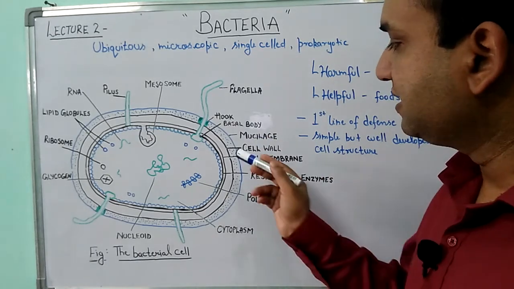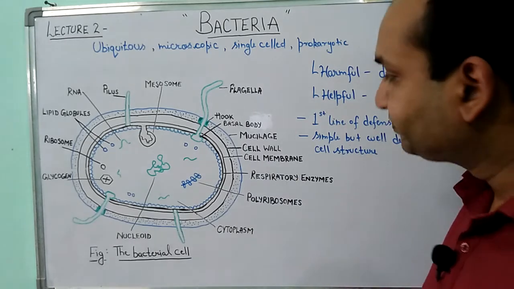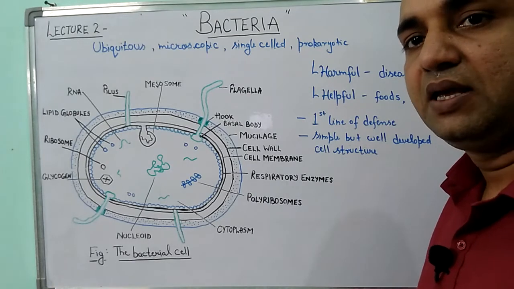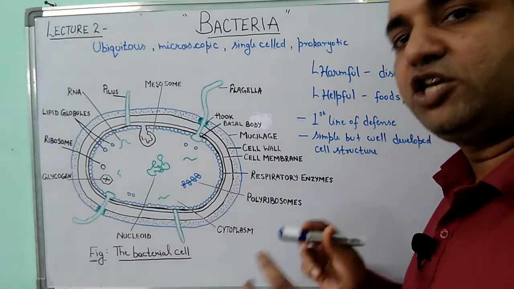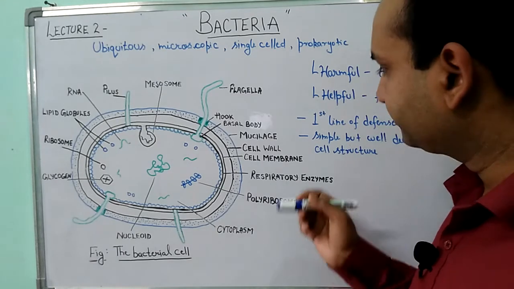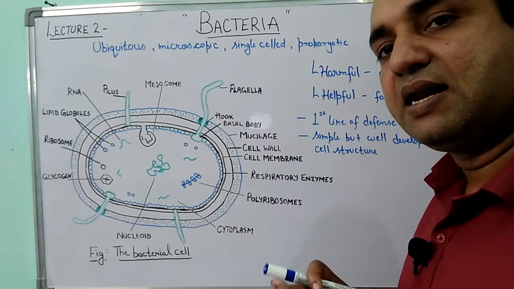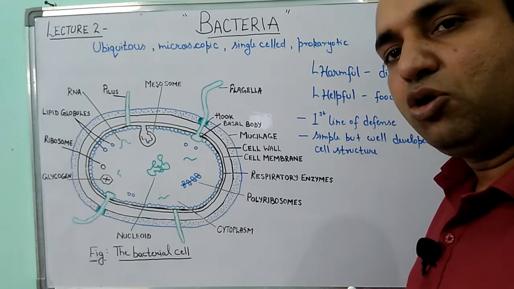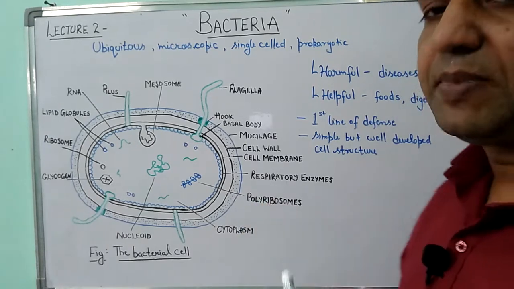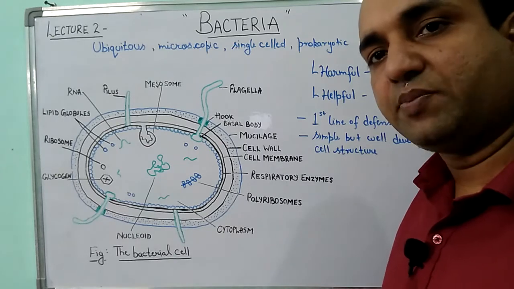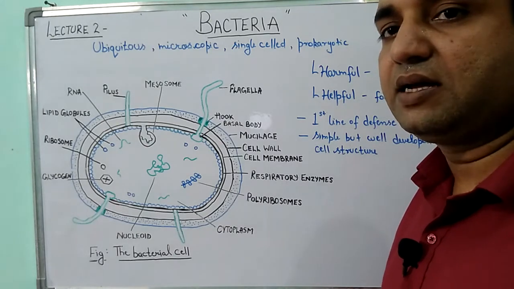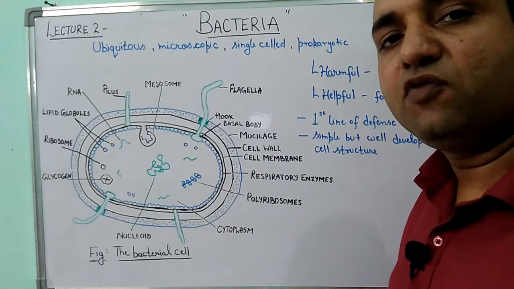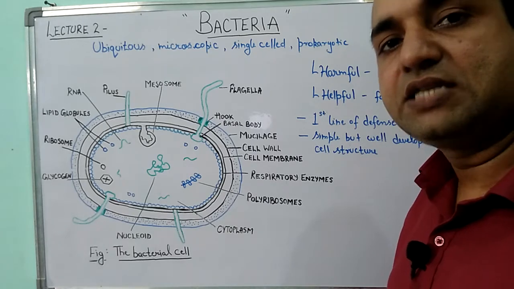Inside the mucilage lies the cell wall. The cell wall is a very important structure because it provides structural integrity to the bacterial cell. It is responsible for the rigidity of the bacterial cell. The cell wall is a relatively porous structure. It is made up of peptidoglycan, which are polymers of N-acetylglucosamine and N-acetylmuramic acid. Glycan is responsible for the rigidity of the cell wall and for the determination of the cell shape.